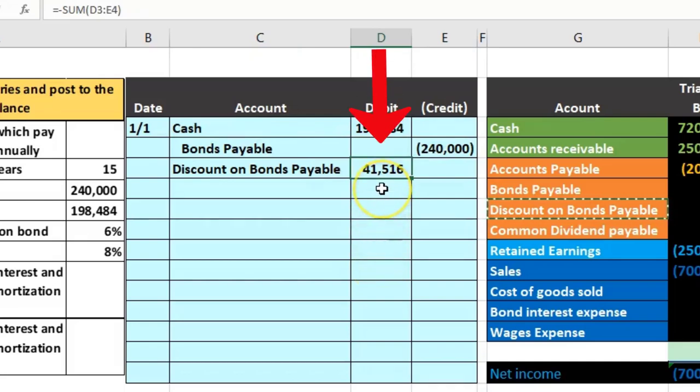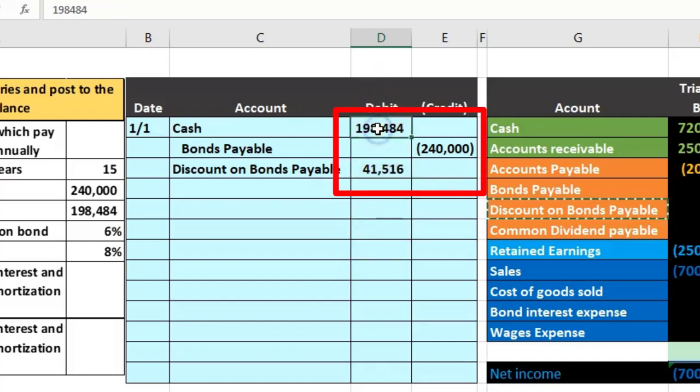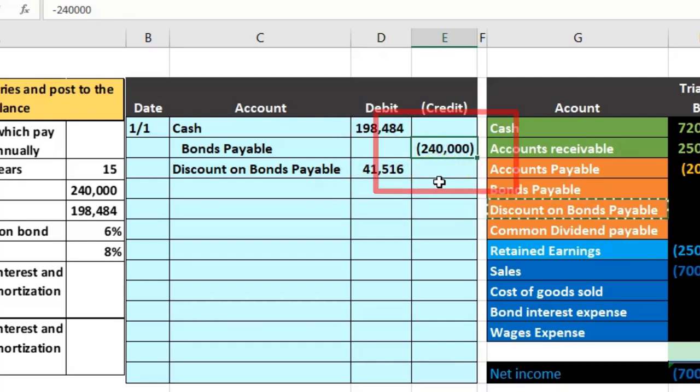So when we think about the discount in these terms, obviously the discount just means the difference between the cash we're going to receive and the amount that we're going to end up paying at the end of the bond term. And it was given to us through giving us the face amount and the issue price. Let's post this out and see what we have.